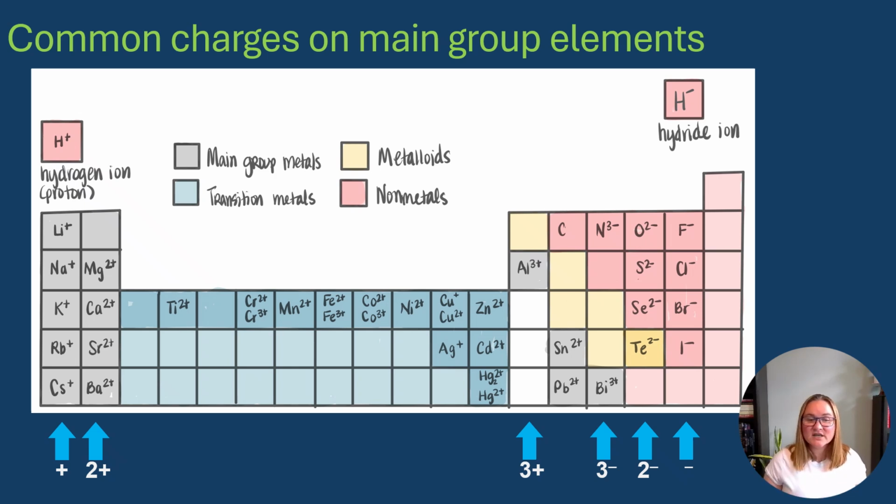Lastly, there's nothing under the noble gas column because those don't form ions. They just don't have to. Everything else is trying to get to what they already have, so they're not going to have to work for it.